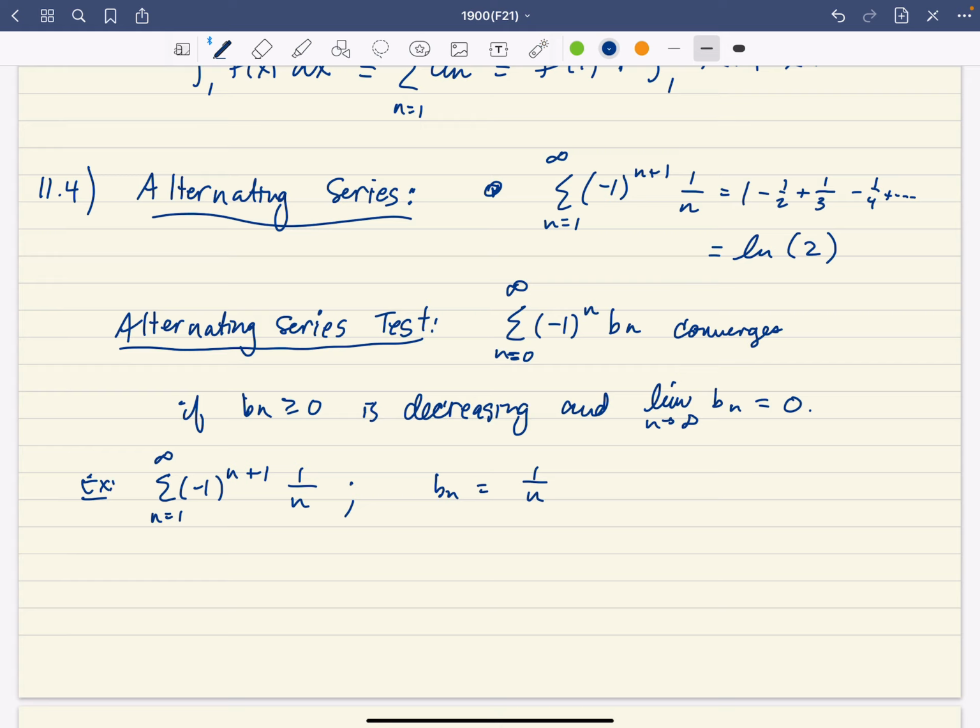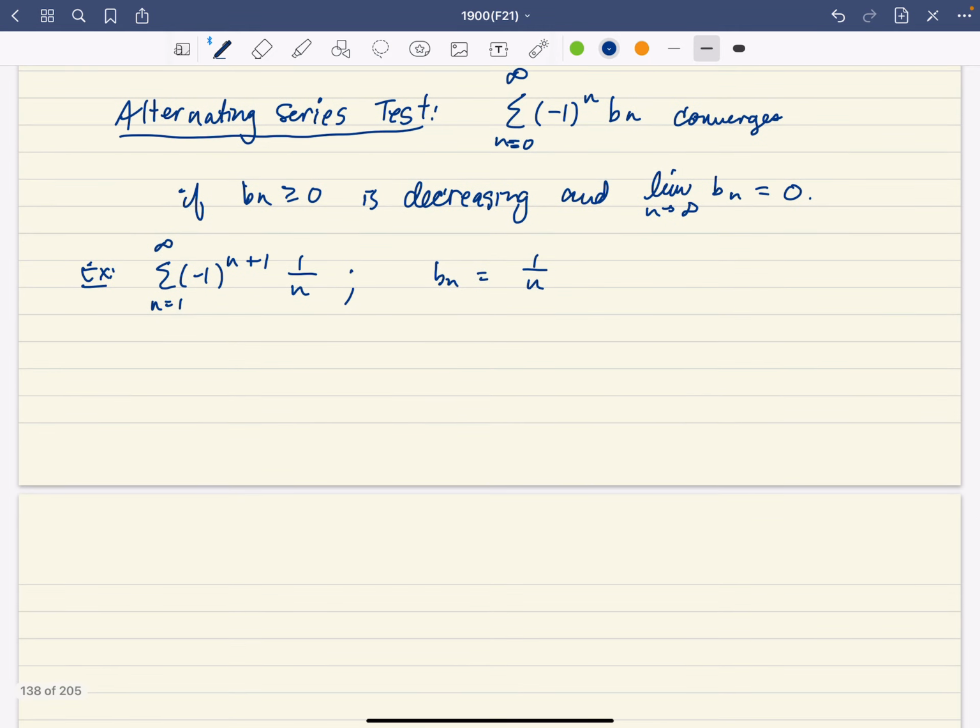So let's look at the alternating harmonic series, and let's think about how this is going to work. So we're going to look at the sequence of partial sums here. I'm going to call this S of n.